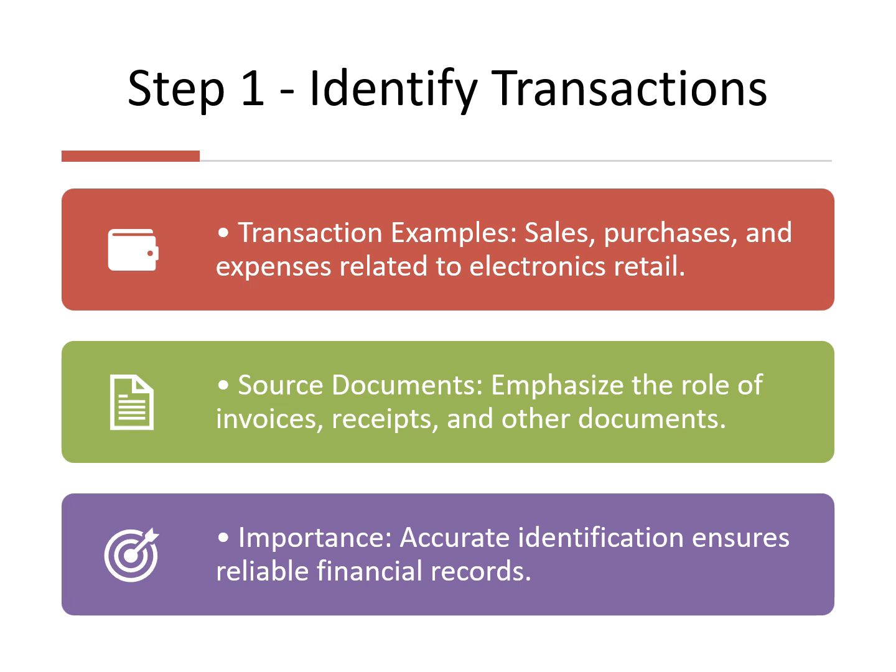Identify the transaction. The first step in the accounting cycle is identifying transactions. Every business transaction, whether it is a sale, a purchase, or an expense, must be recorded. Source documents such as invoices and receipts provide the evidence needed to identify these transactions accurately. Proper identification ensures that the company's financial records remain reliable.